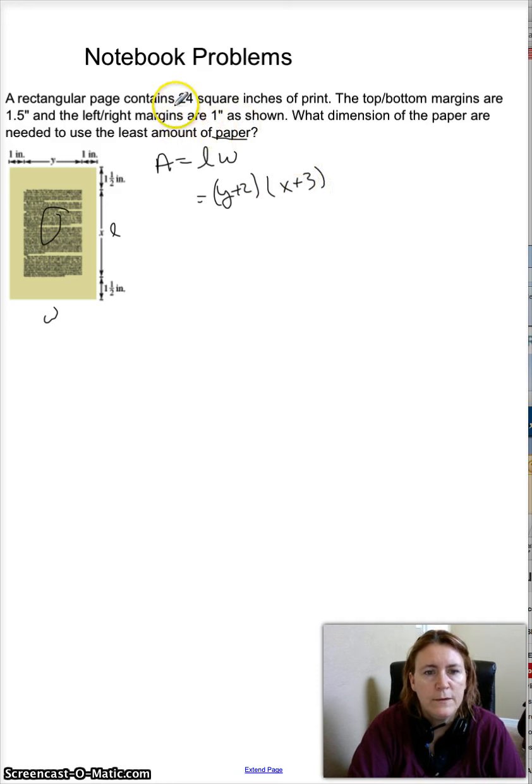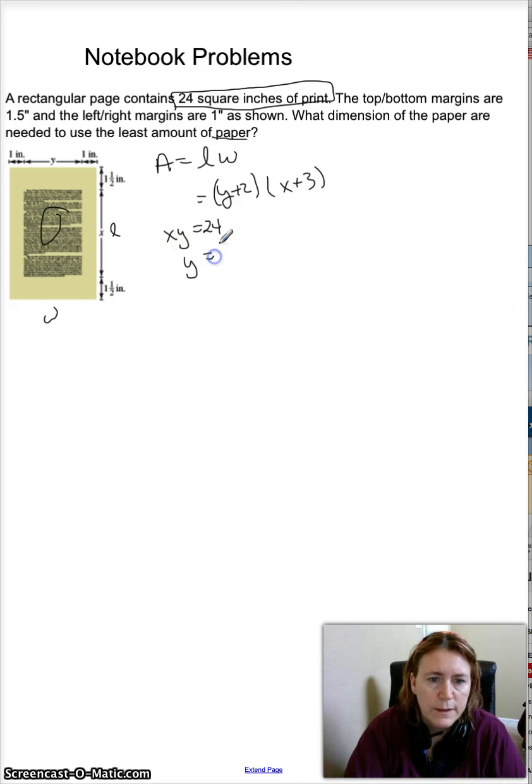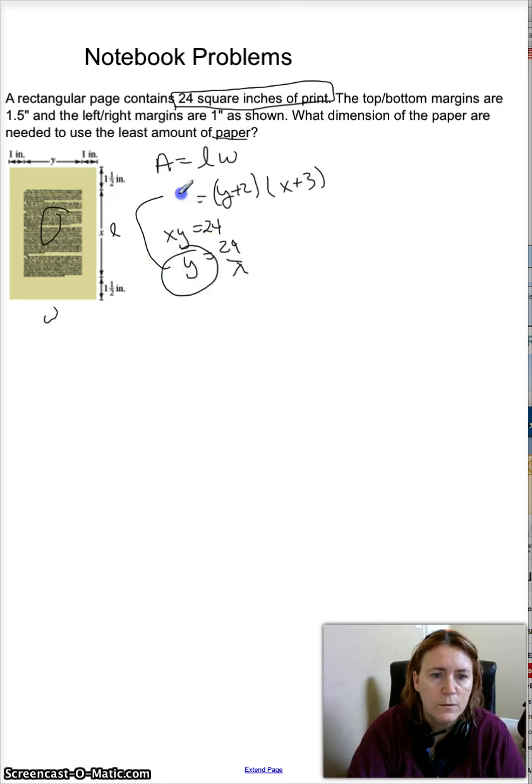Now you know it has 24 inches of print. So my secondary equation is x times y has to equal 24 inches. Let's solve this for y. y is 24 divided by x. I'm going to plug this in right up here. So the equation I'm going to be working with is 24 divided by x plus 2 times x plus 3.